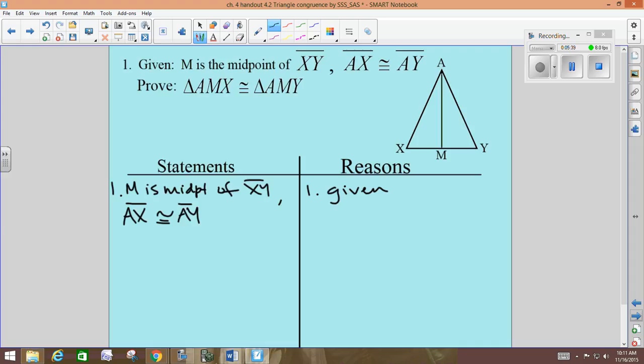So M is the midpoint of segment XY. How do we mark that? What does it mean to be a midpoint? To be in the middle, so then I have two equal sides. M is the midpoint of segment XY, so it's right in the middle. Therefore, XM should be congruent to MY. That's how you mark a midpoint. Then the second part says that AX is congruent to AY.